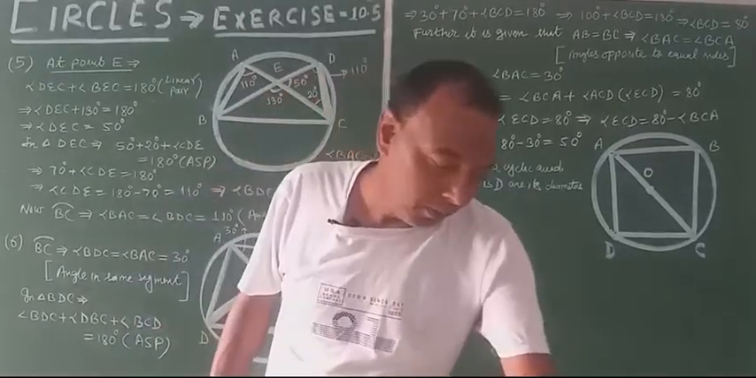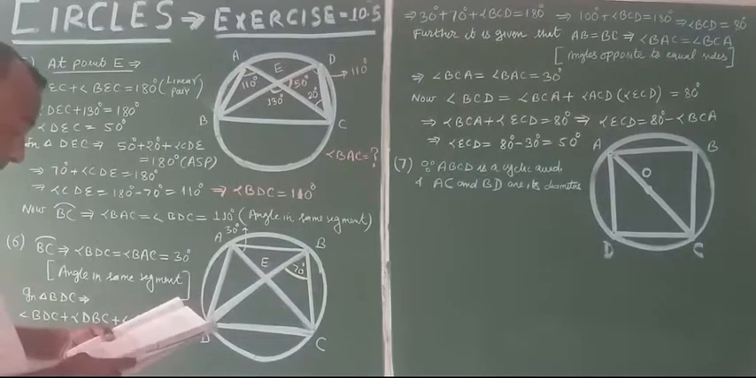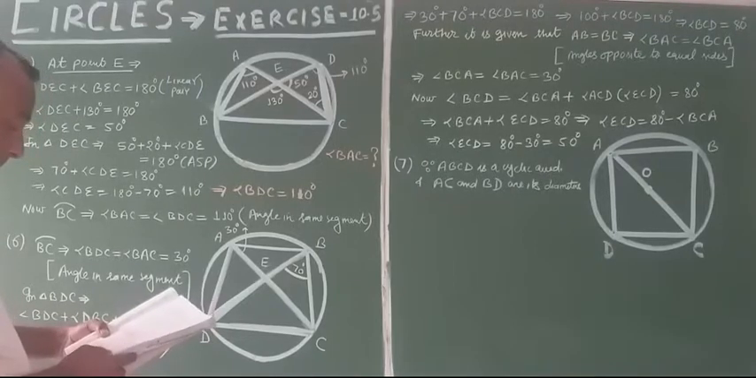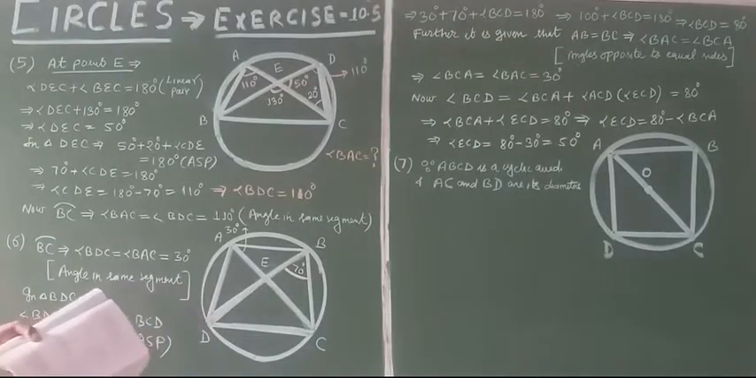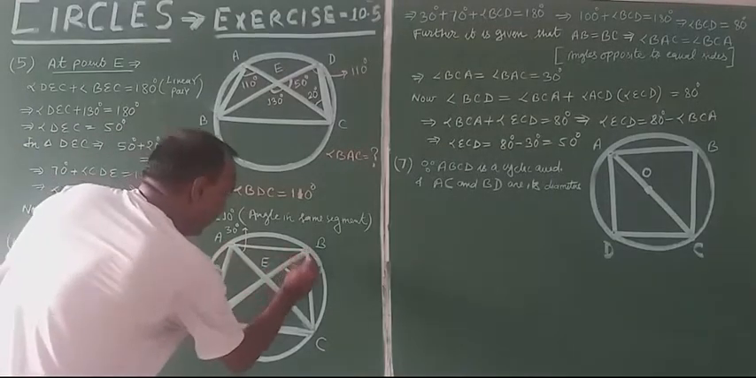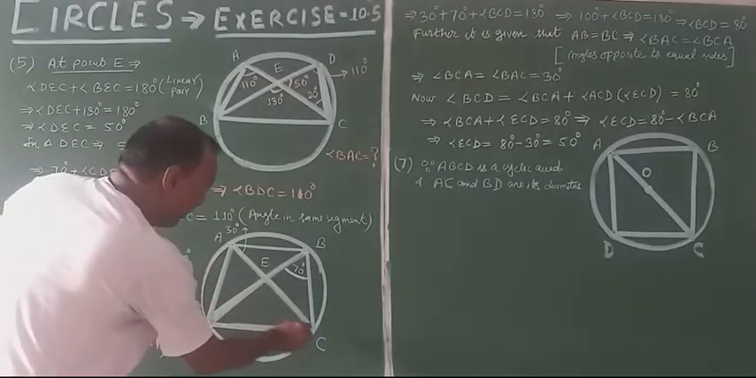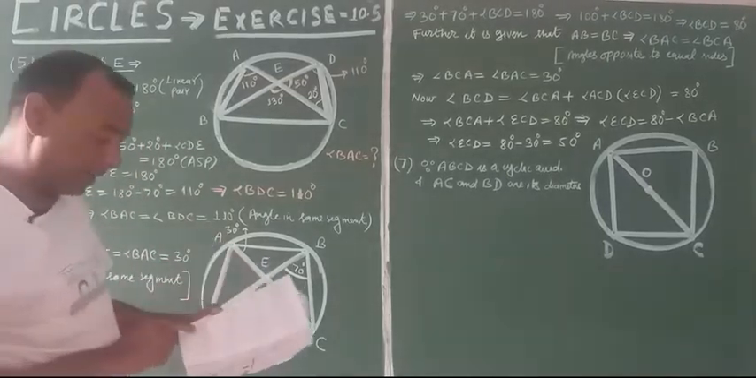Now this is the next question. Question number 6. ABCD is a cyclic quadrilateral whose diagonals intersect at point E. Just look here: this is the cyclic quadrilateral A, B, C and D. Look at these diagonals AC and BD; they intersect at point E.